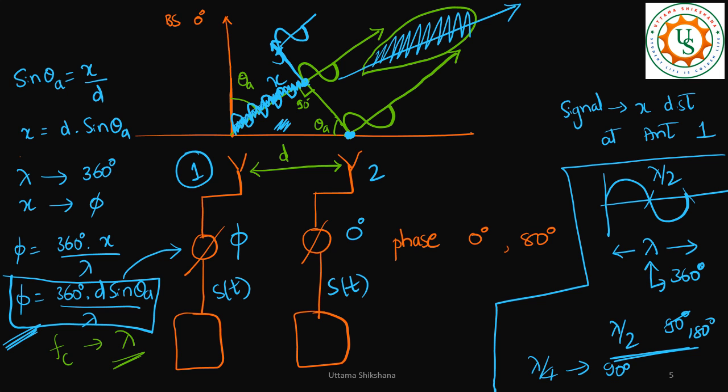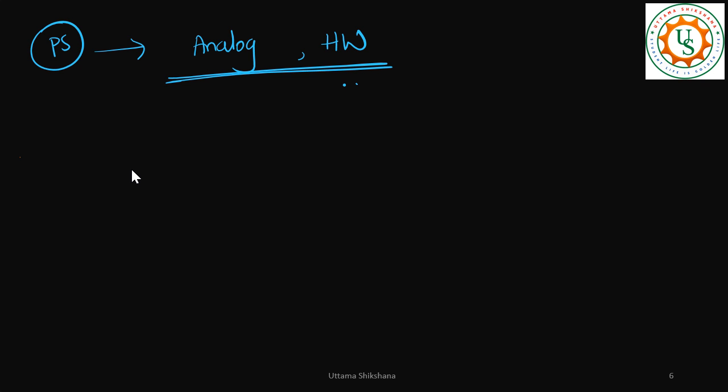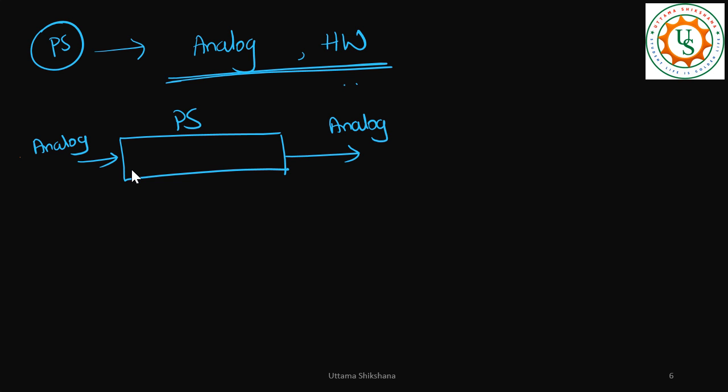Then what else do we need? Yeah, these phase shifters, right? As I was mentioning in the previous video, these are analog phase shifters, and these are hardware components. Let's say this is a phase shifter. Analog signal will enter here, and analog signal will come out of this, but with a different phase phi. But it needs an input, because we need to represent how much phase to give. What kind of input is required for this?